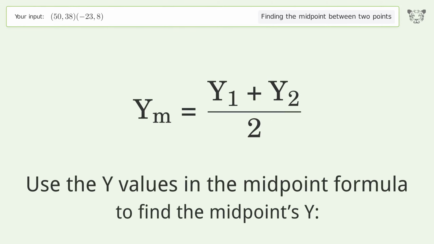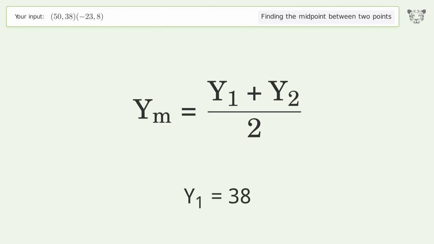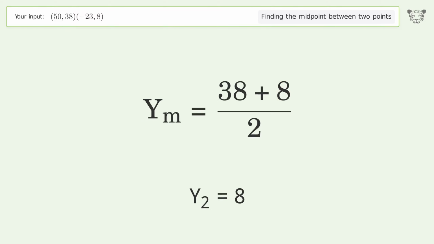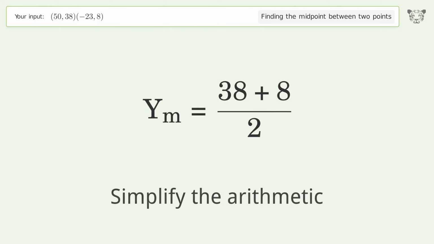Use the y values in the midpoint formula to find the midpoint's y. y1 equals 38. y2 equals 8. Simplify the arithmetic.